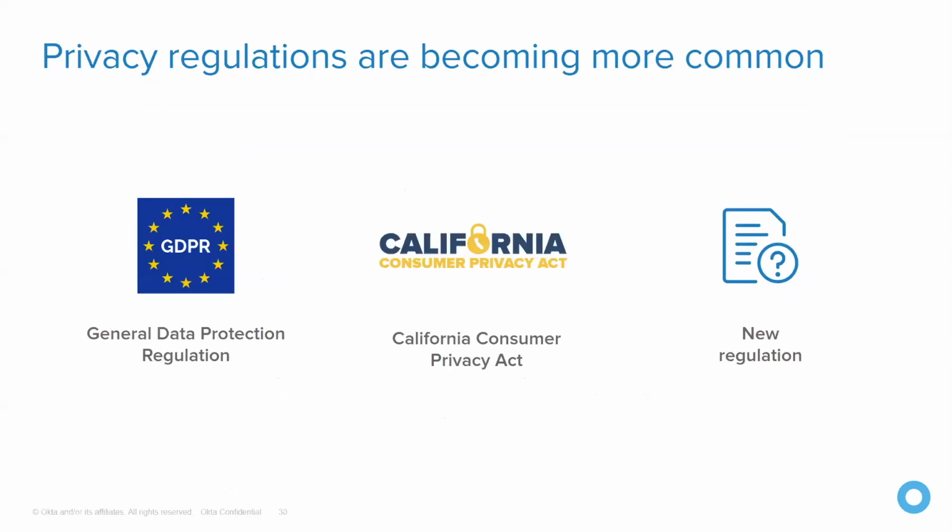But on top of that, there are privacy regulations that are becoming more and more common because customers have higher expectations in terms of privacy and security, right? So you probably heard about GDPR in Europe, but there's also CCPA in California. And once again, there's going to be more and more regulations coming up, and you want your solution to be ready for this and to keep on innovating, to keep on being compliant with the different regulations.